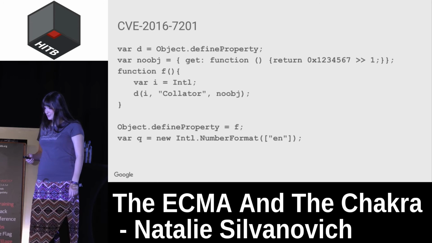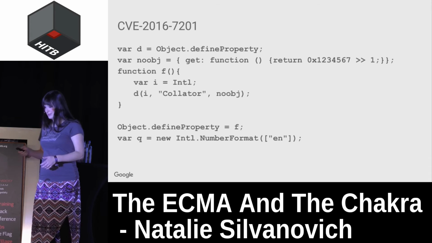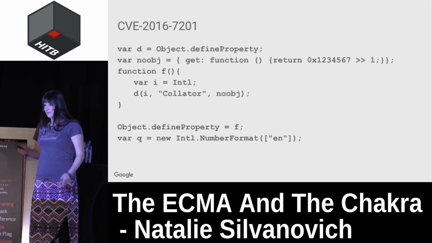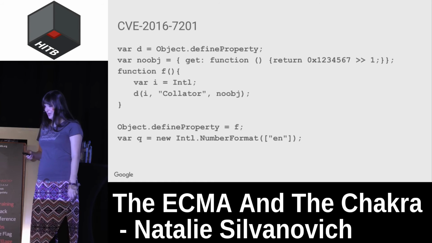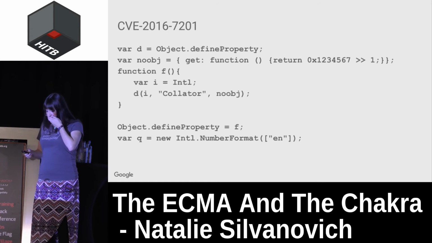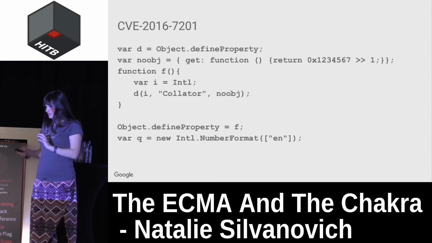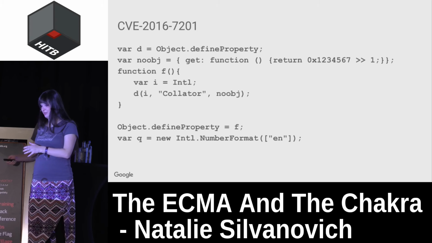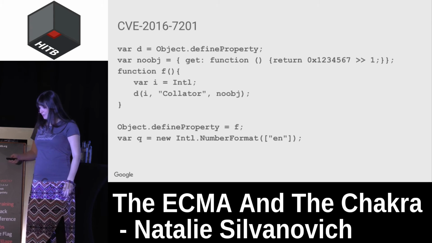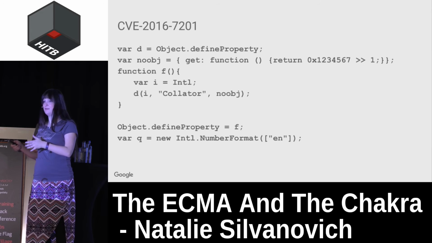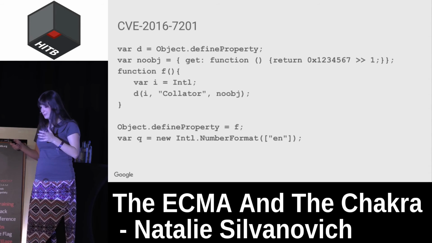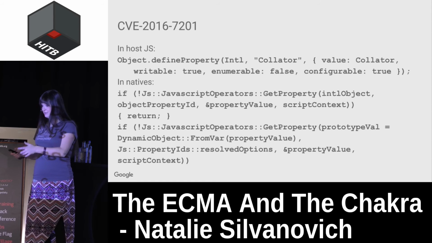So the problem here is, let's say I define the very same property on an object, and then I create the object. Remember how I told you about deferred types in Chakra? Well, internationalization happens to be a deferred type. So you start up, and you call Intl.NumberFormat, or Intl.Collator, and then this will kick off the creation of this internationalization object. It will make the deferred object try and become a real object. And when it does that, it tries to execute this script.